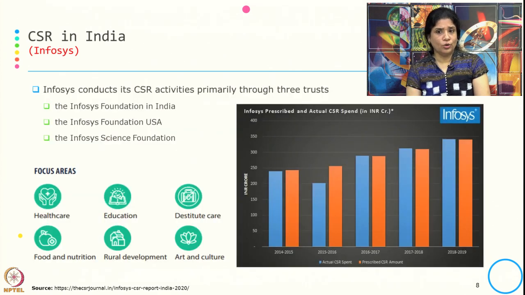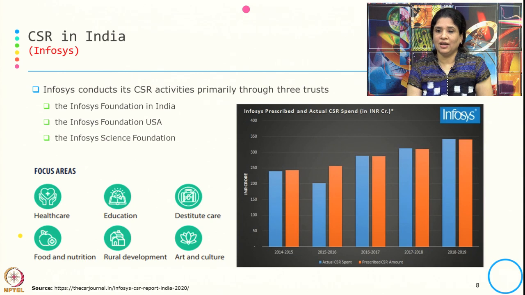Let's take one or two companies and see how they have performed and what their activities in CSR are. To start with, Infosys, the well-known company for CSR, conducts its CSR activity primarily through three trusts: Infosys Foundation in India, Infosys Foundation in USA, and Infosys Science Foundation.